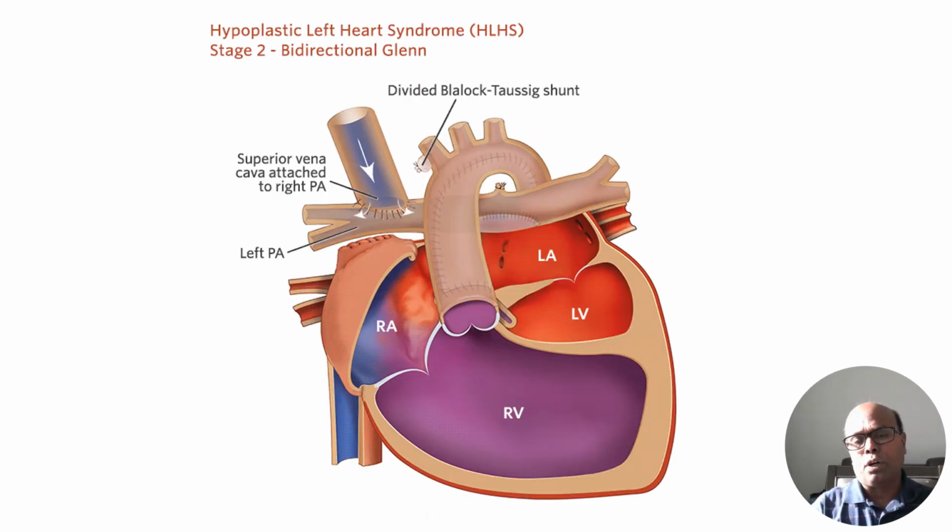The second stage is called bidirectional Glenn, where the SVC venous blood is directly connected to the pulmonary trunk. As a result, the SVC venous blood flow goes into the pulmonary circulation, gets oxygenated, comes to the left atrium, and then through the foramen ovale comes to the right ventricle that pushes the blood into the systemic circulation.